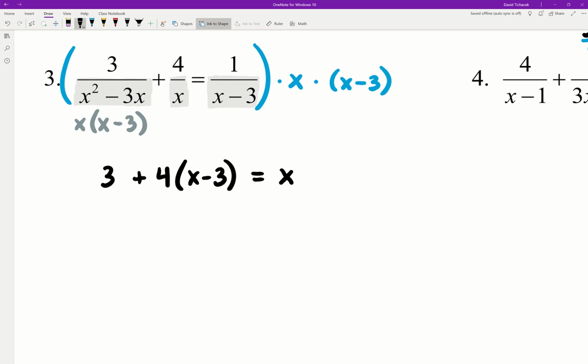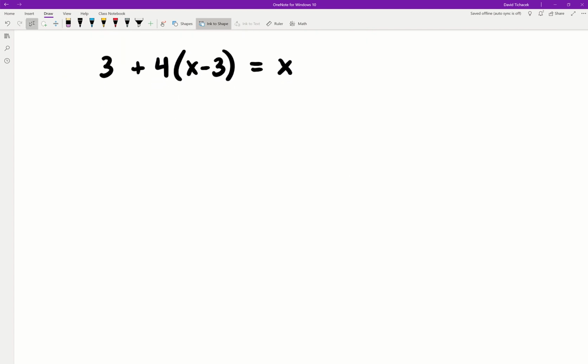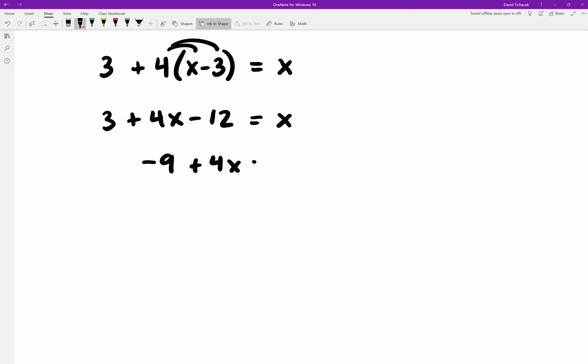And so again, by multiplying by that x times x minus 3, that clears the fraction, and now it's taken the whole problem and turned it into just this, which is very, very easy to solve. We're just going to follow up with some distributive property there. So 3 plus 4x minus 12 is equal to x. Combine some like terms there. You've got a 3 minus 12, that's going to make negative 9 plus 4x is equal to x.